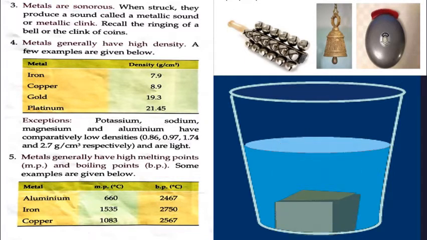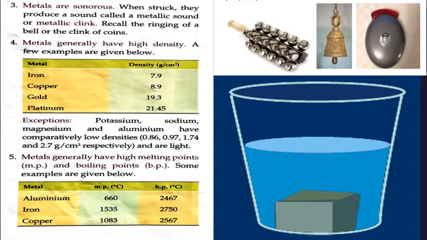We should know that it is having a few exceptions also. For example, potassium, sodium, magnesium and aluminium. They have comparatively low densities and are light. These metals, they don't show the property of being highly dense. That is why they will always float over water and will never sink because their density is less. So you should remember these exceptions.